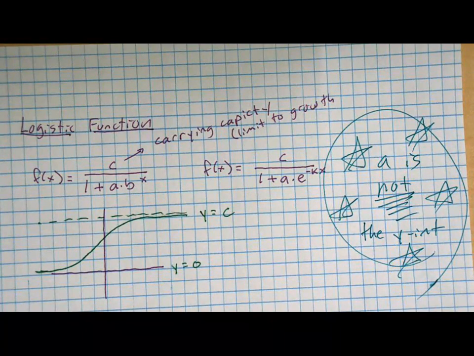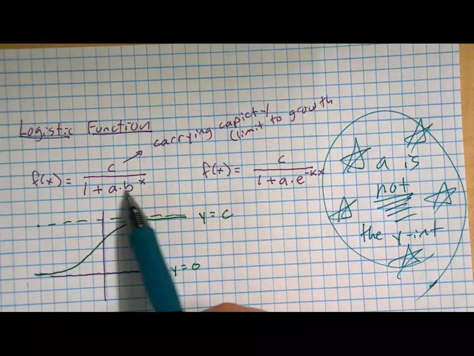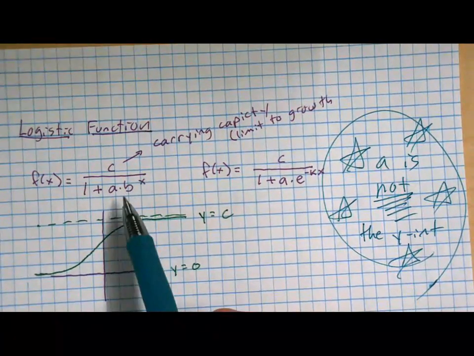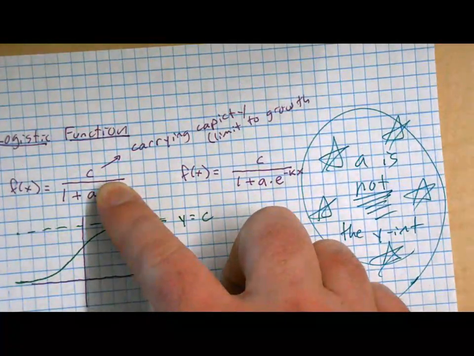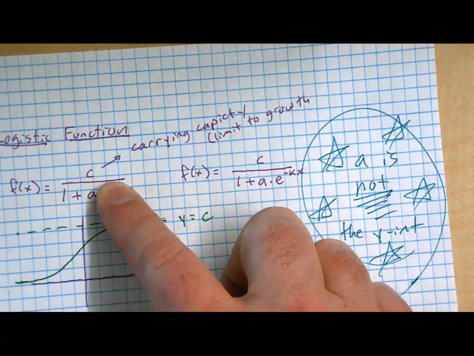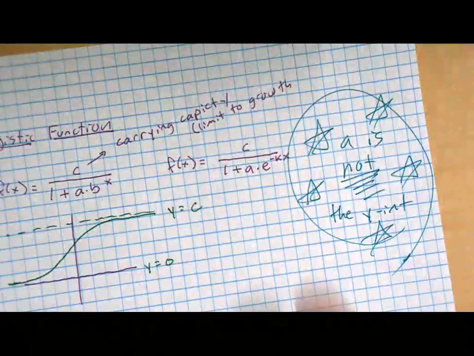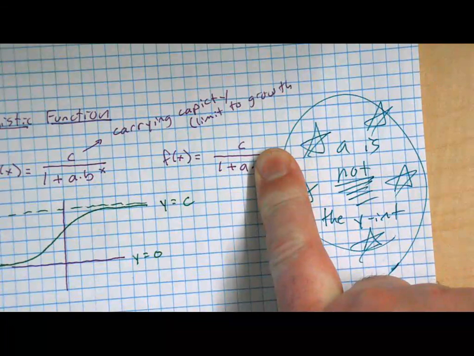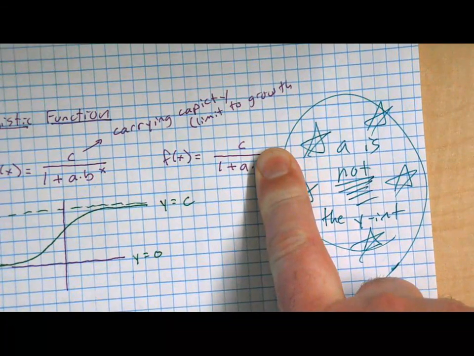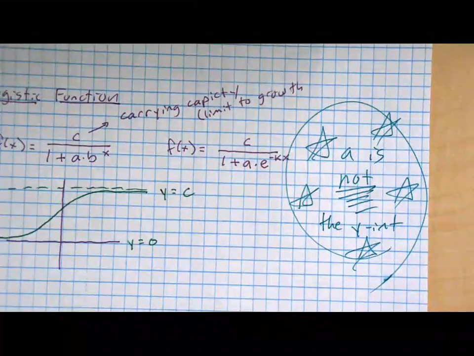What's the trick to finding the y-intercept? Set x equal to 0. If you put x equal to 0 in either one of these, you're going to lose the b term here, right? B to the 0 is just 1, so it would just be c over 1 plus a. That's your y-intercept, yes. Same thing here. If you were to put 0 in for x here, you'd have e to the 0, which would just turn into a 1. So you'd have c over 1 plus a times 1. We're going to come back and talk about this in a minute.